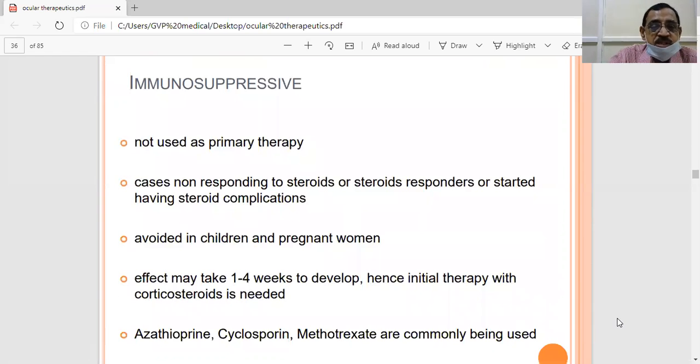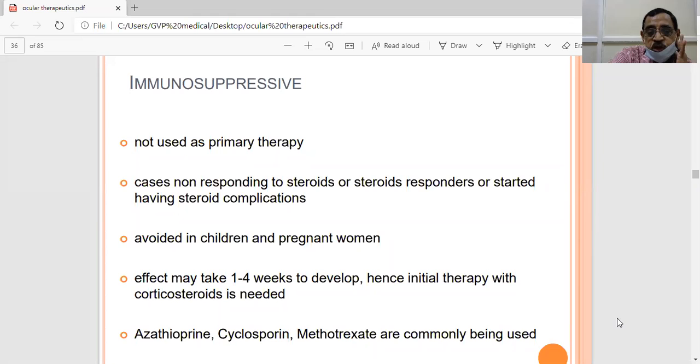Immunosuppressive drugs are not used as a primary therapy. If other things are not efficacious, in recalcitrant cases, we may resort to immunosuppressive therapy. They are used in cases not responding to steroids, and in steroid responders, where there is a chance of increase in blood pressure as a side effect. These are people having steroid complications, and they are kept on immunosuppressants. They should be avoided in children and pregnant women, and the effect takes about 1 to 4 weeks to develop. Hence, initial therapy with corticosteroids is a must.